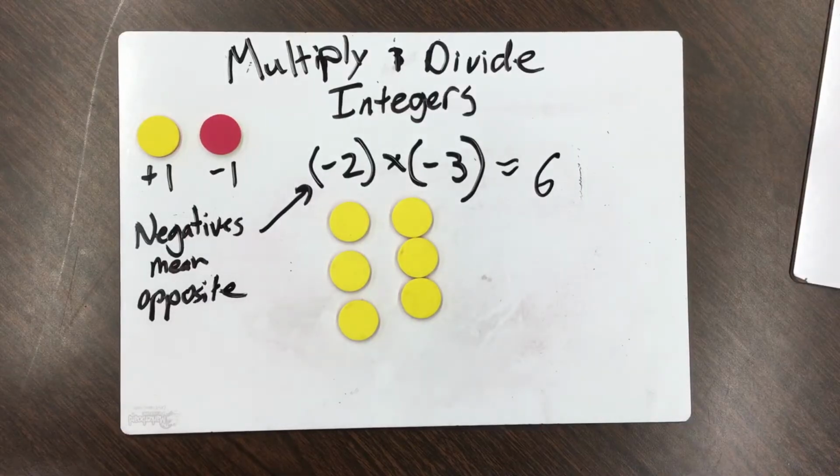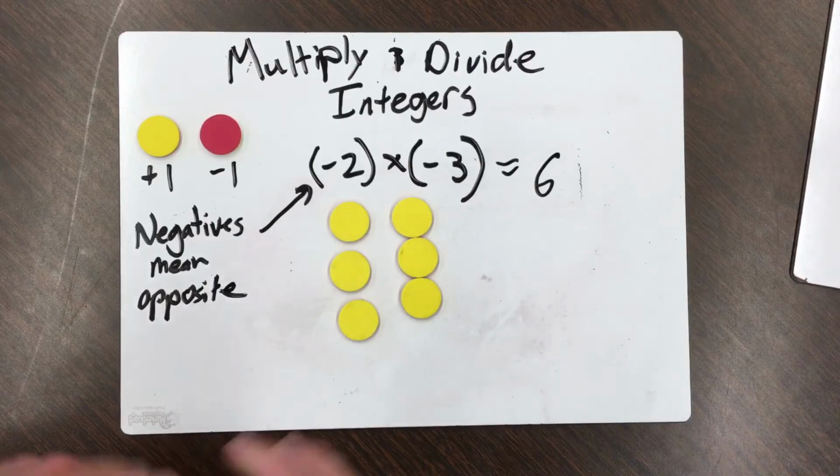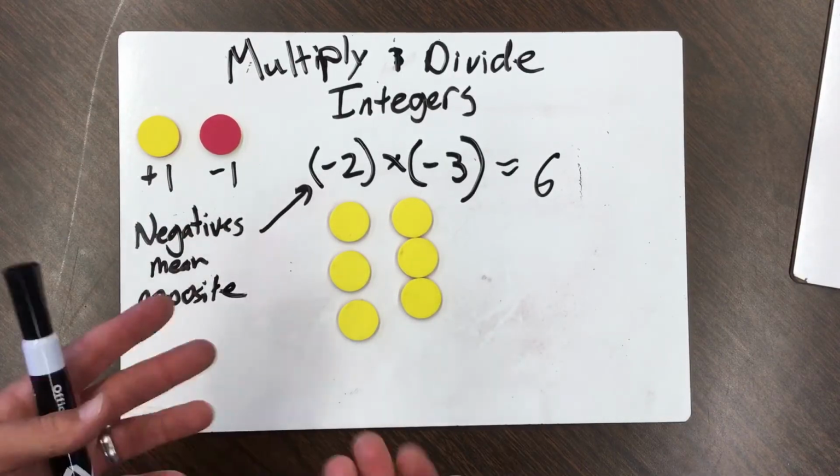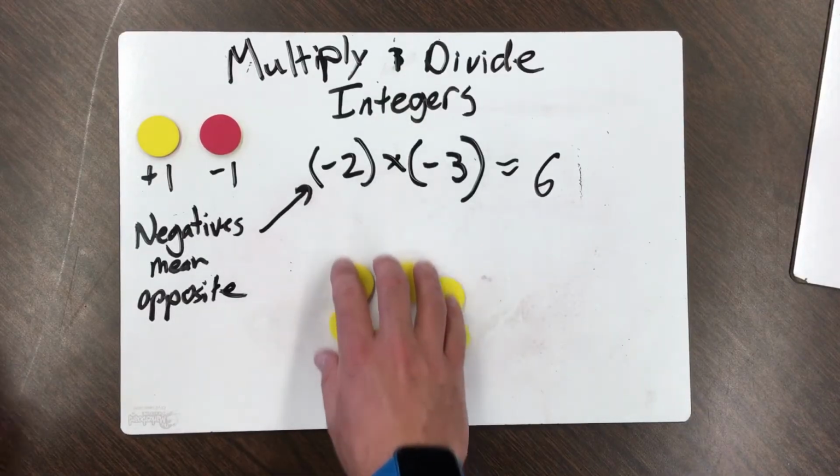Now, the easy way to do this is just to know that a negative times a negative is a positive. But this is hopefully showing you why and how that works. And it all hinges on the idea that negatives mean opposite.